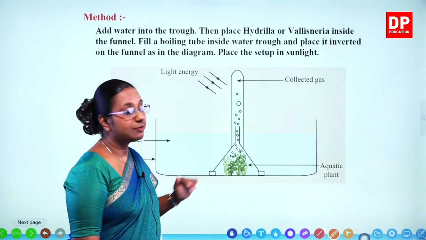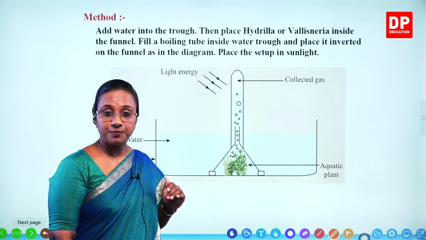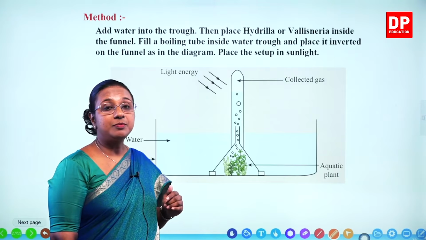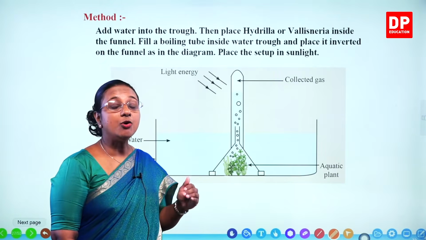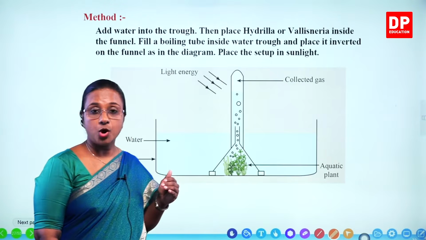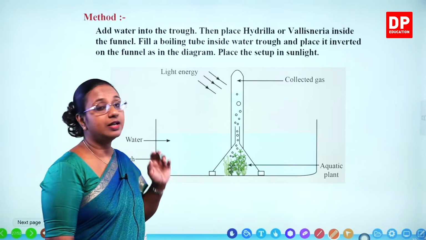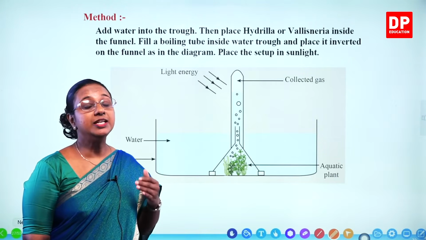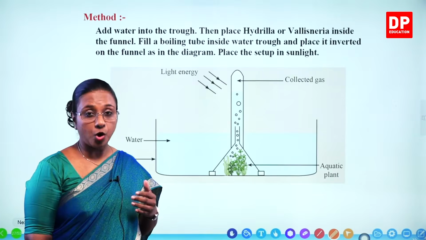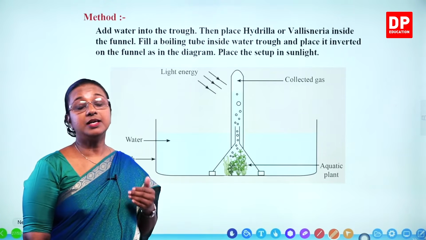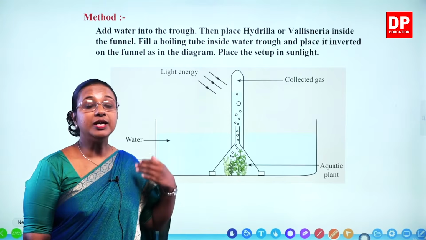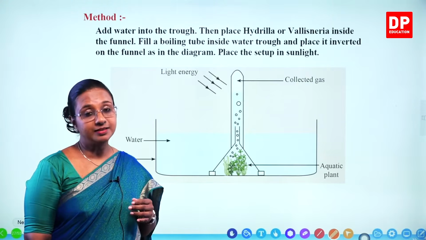So water will be displaced down. What is that process called? The downward displacement of water. So here we are collecting the gas using downward displacement of water. And from the equation, you all know it has to be oxygen gas.